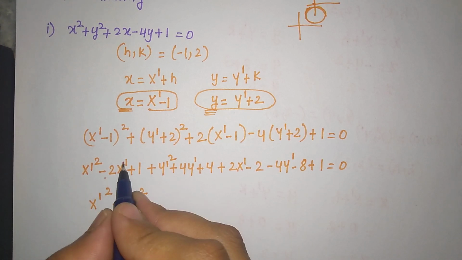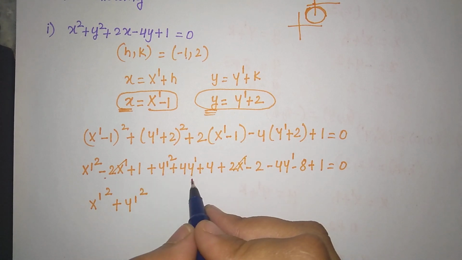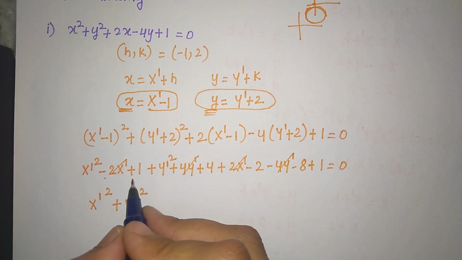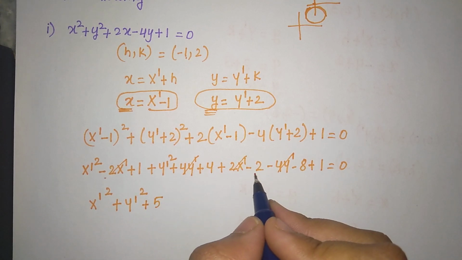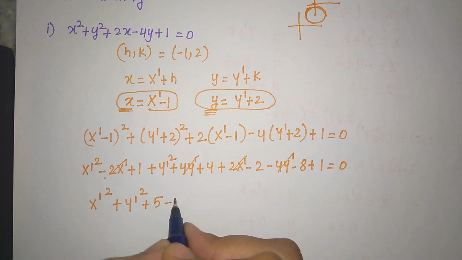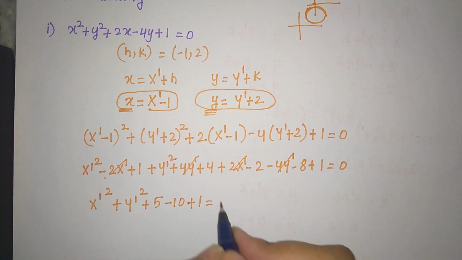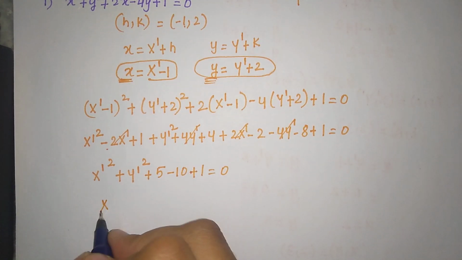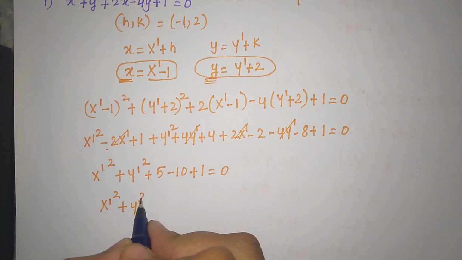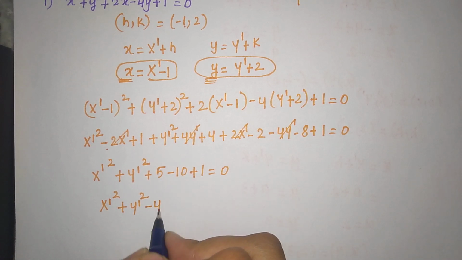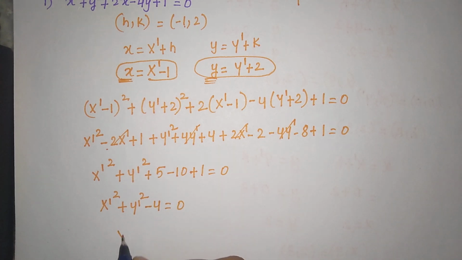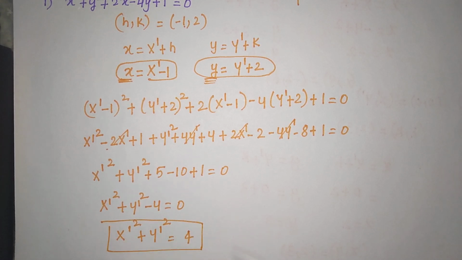Later on you have minus 2x plus 2x will cancel. Minus 4y plus 4y will cancel. You have 5 plus 5 minus 2 minus 8 minus 10 plus 1. So capital X dash square plus capital Y dash square. So here minus 5 plus 1, that is nothing but minus 4, is equal to 0. So capital X dash square plus capital Y dash square is equal to 4. This is the transformed equation.